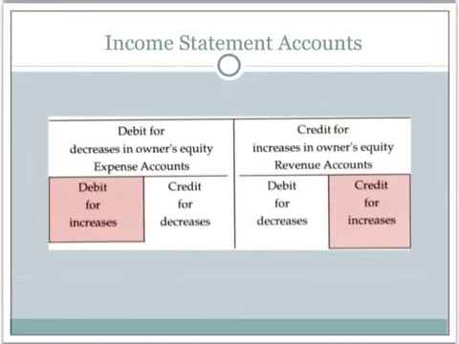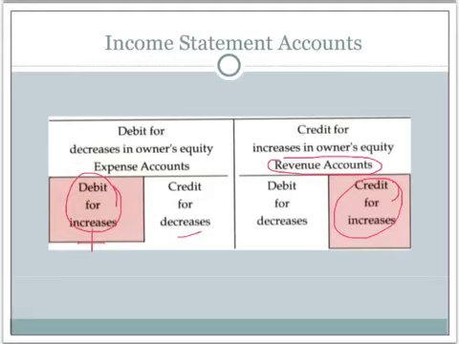Next, we're going to look at expenses and revenues. Expense accounts are a debit normal balance. So the left side is an increase and the right side is a decrease. Expense accounts are debit normal balances. Revenue accounts, right here. Revenue accounts are a credit normal balance in the shaded area. So on the right side they increase and on the left side they decrease. Again, revenue accounts are a credit normal balance.